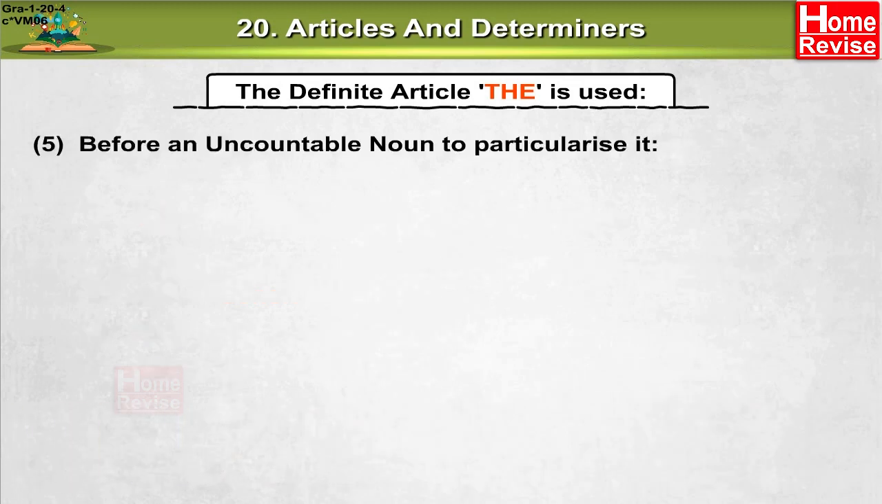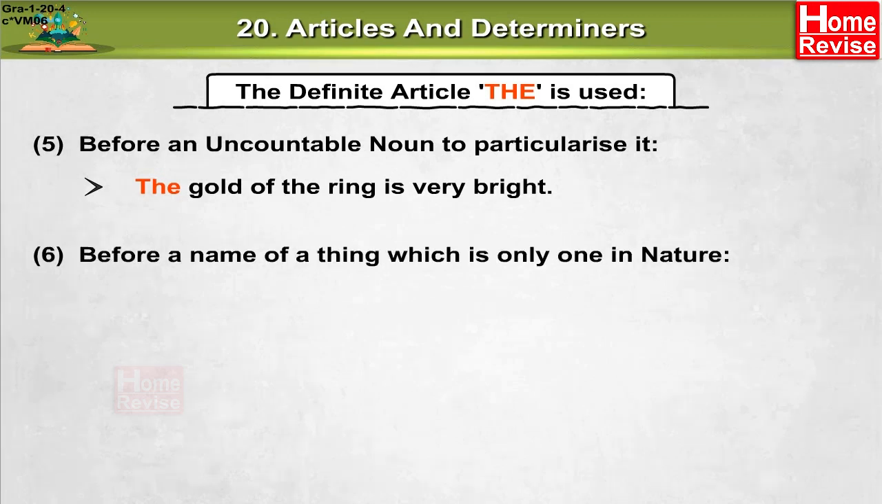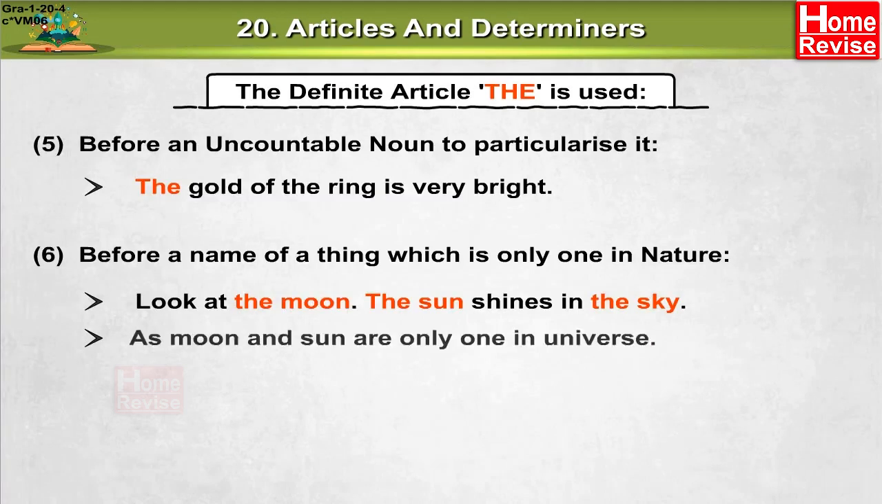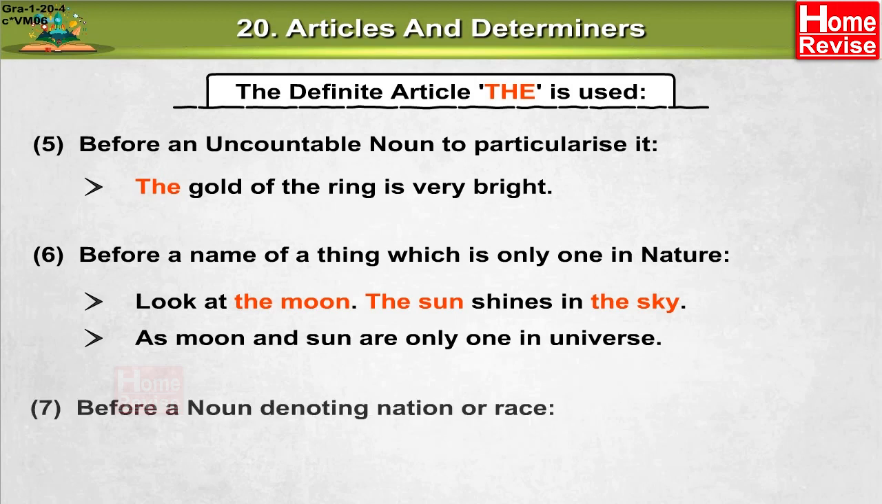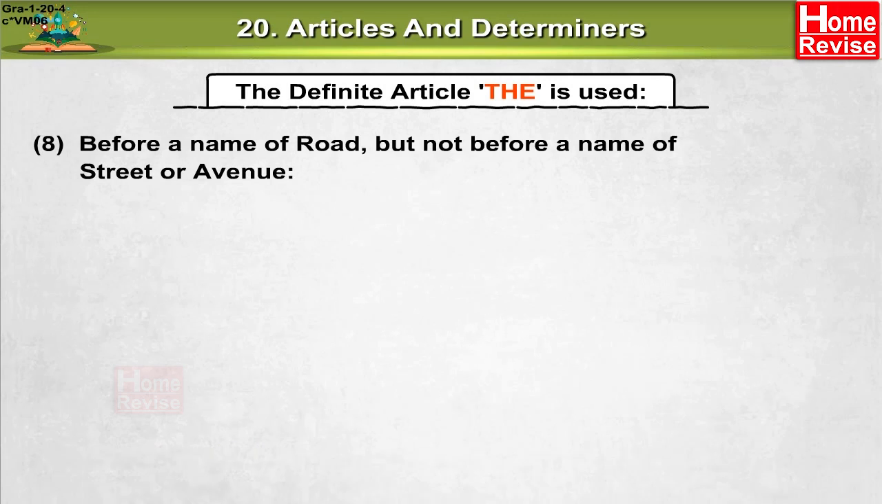5. Before an uncountable noun to particularize it. The gold of the ring is very bright. 6. Before a name of a thing which is only one in nature. Look at the moon. The sun shines in the sky. As moon and sun are only one in the universe. 7. Before a noun denoting nation or race. The English are industrious.